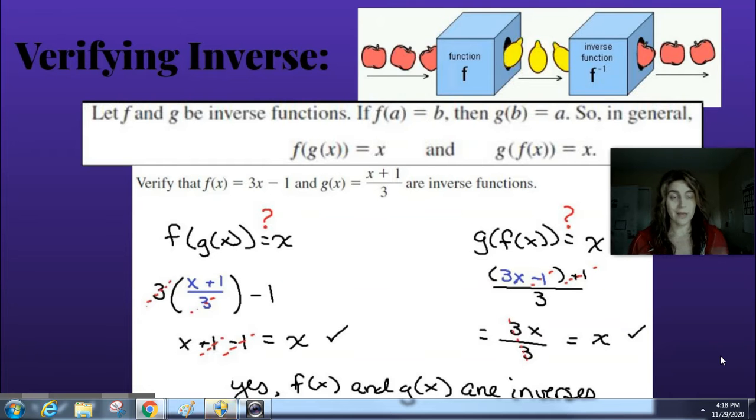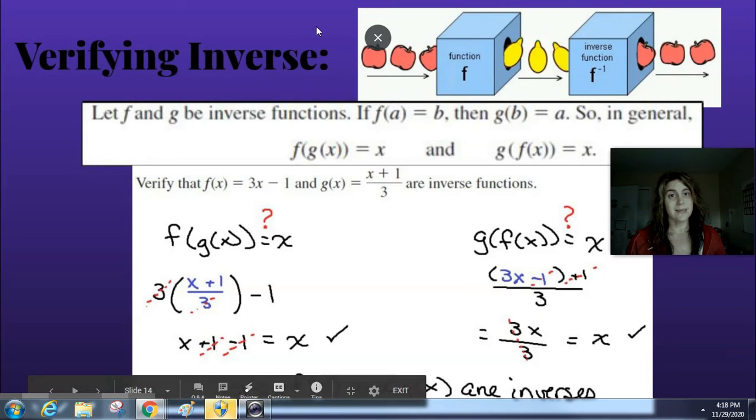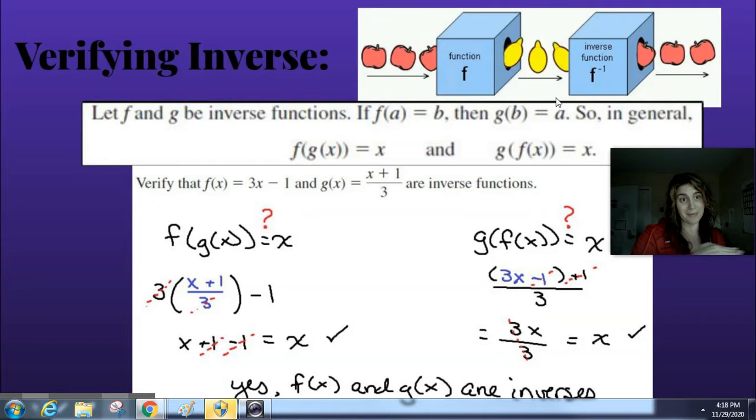That's the goal. If I plug it in and I can simplify it to x, that means that this process will work. Putting in the apple, getting a lemon, and putting the lemon into a new function, getting that apple back. If it does not equal x, then they're not inverse functions. And that's okay. Just move along. They're not asking you to find it. They're just asking you, are they?